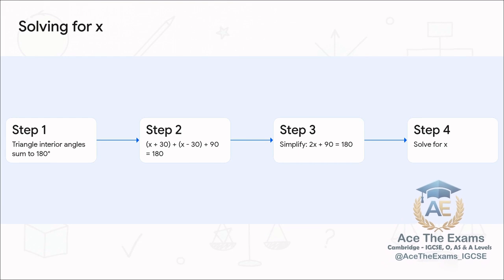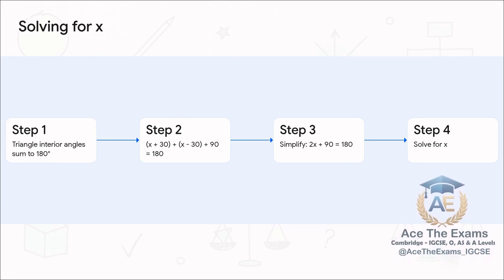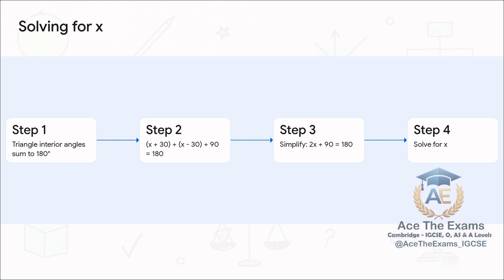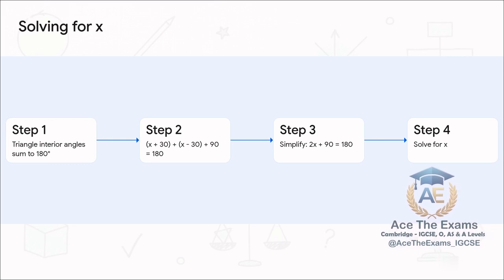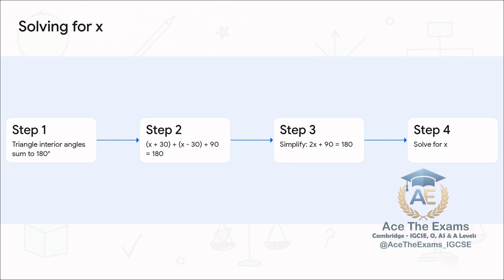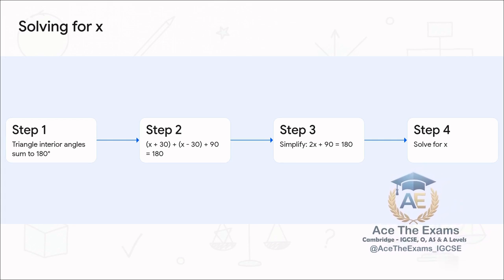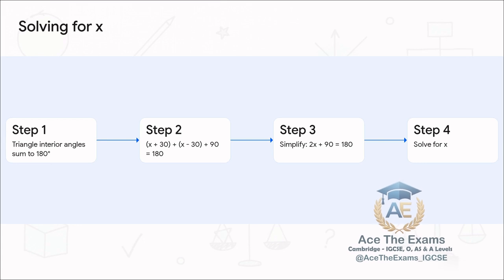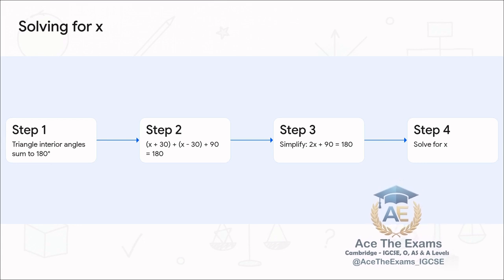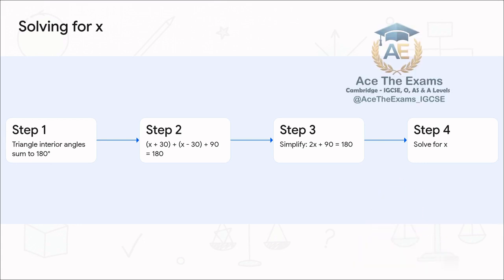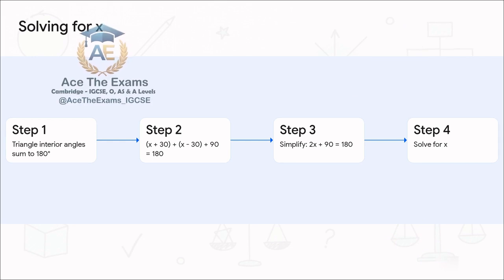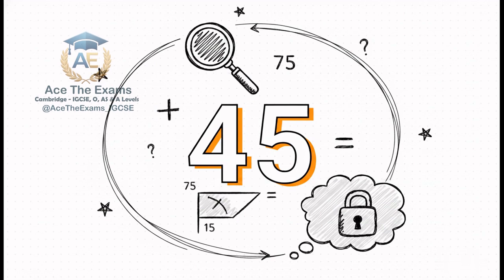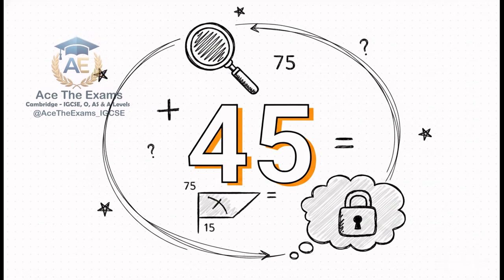So, step 1 anchors us. We know interior angles always sum to 180 degrees. Step 2, we construct our equation by adding those angles together to equal 180. Step 3, we simplify. Notice how those 30s beautifully cancel each other out. That leaves us with 2x plus 90 equals 180. And finally, step 4, apply our golden rule. Subtract 90 from both sides, leaving 2x equals 90. And simply dividing both sides by 2 reveals our answer, 45.